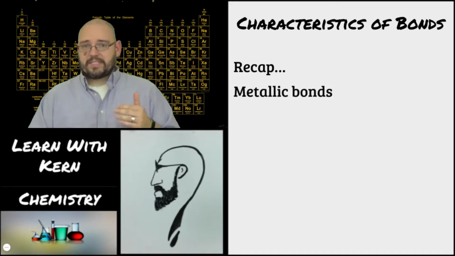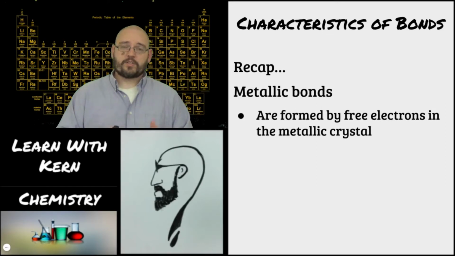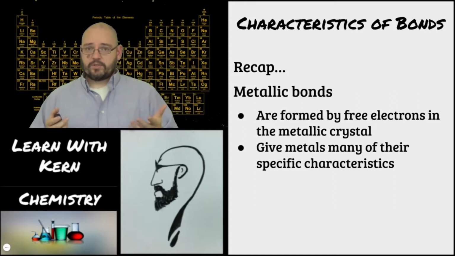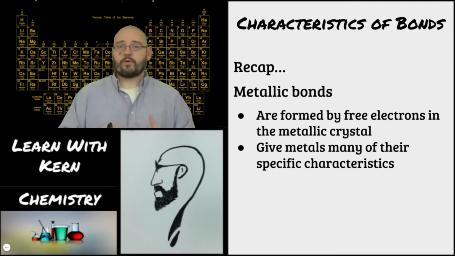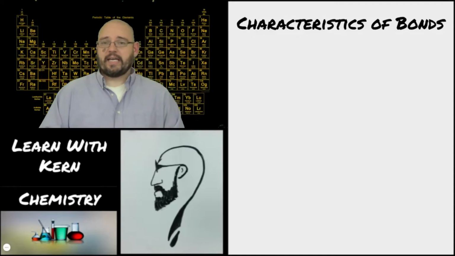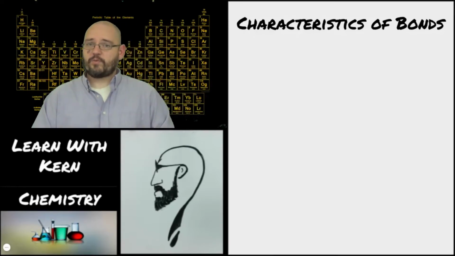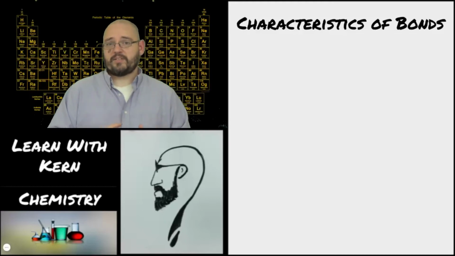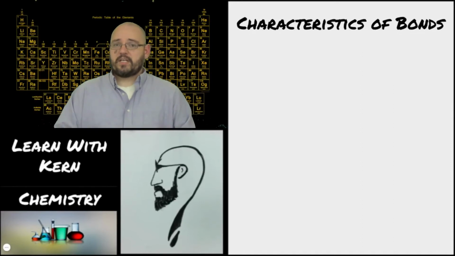All right. Metallic bonds, again, are formed by free electrons in the metallic crystal. They give many metals their specific characteristics like malleability, ductility, and electrical conductivity. Those properties of metals are the result of metallic bonding. Okay, so we've talked about the characteristics of bonds and the different types of compounds that are formed by the different types of bonds. Moving forward, we're going to be discussing the way that we represent these different types of compounds when we draw them out and show the structures. And we're going to talk about molecular geometry and the shapes of these molecules.